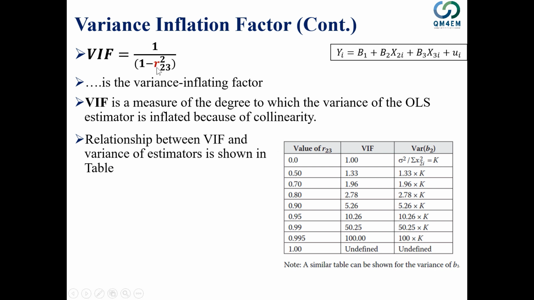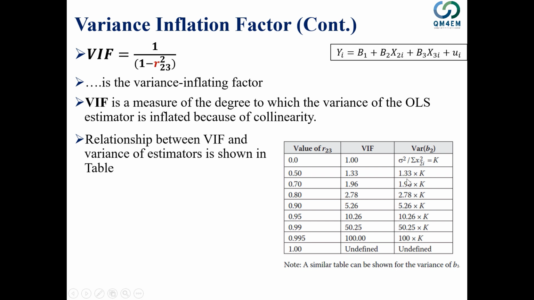Now consider r of 0.5. What does 0.5 mean? It means when x2 increases by 10%, x3 will increase by 5%. Now look at the VIF value. You can calculate 1 minus 0.5, which gives you 0.5. So 1 divided by 0.5 and you get this value. VIF in that case is 1.33. So when the correlation is 0.5 between two explanatory variables, their variance is inflated by a factor of 1.33.